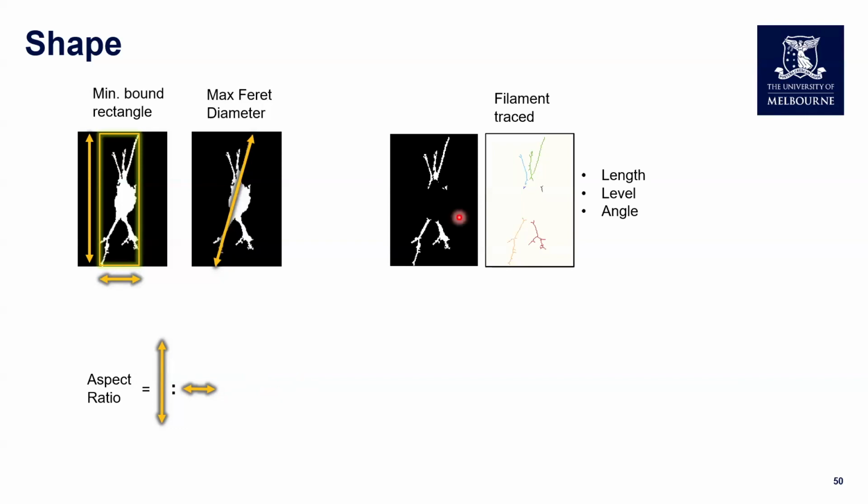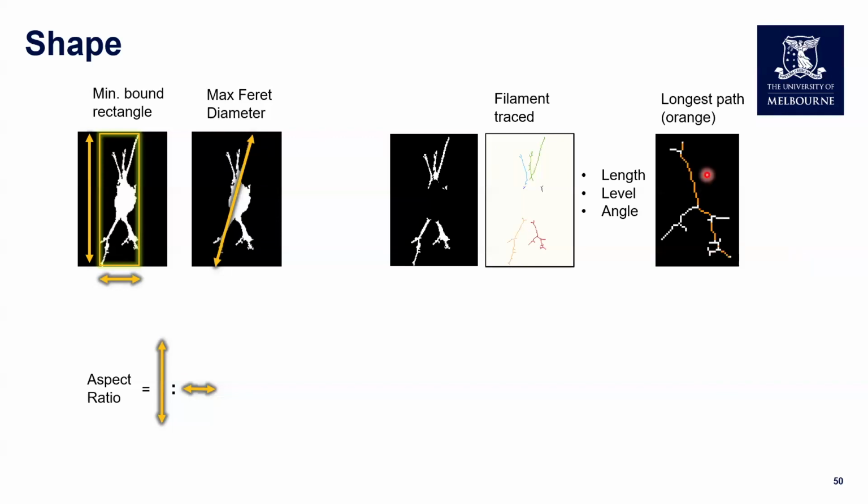If we are more interested in the branches of cells, such as neurons or microglia, we can also trace them as a filament. Once done, we can measure branch-specific parameters such as total length, level of branches, and angle of branches. In this picture, the branches are color-coded by their connections. You can see their individual branches. And in this example, you can see the orange line, which is the longest path that was detected in this particular filament. So we can do lots more analysis once it's branched.